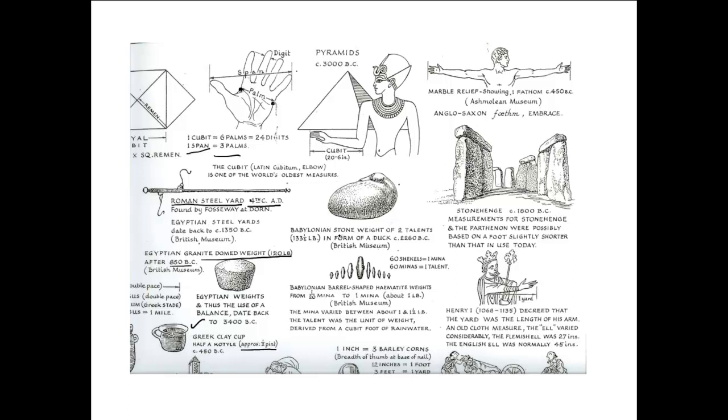And again, a stone weight of 2 talents, from 2260 BC. So from the earlier times. And 1 fathom, 1 yard. These are some of the images that tell you about various things. All these things tell you about measurements being a very important part of human civilizations from ancient times.